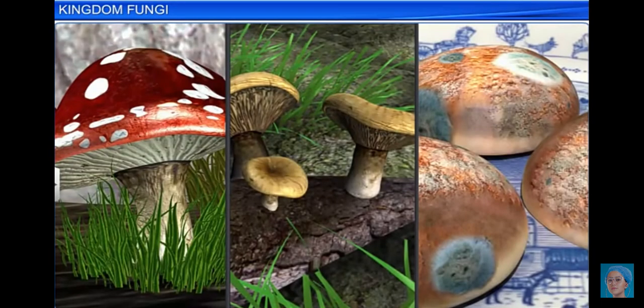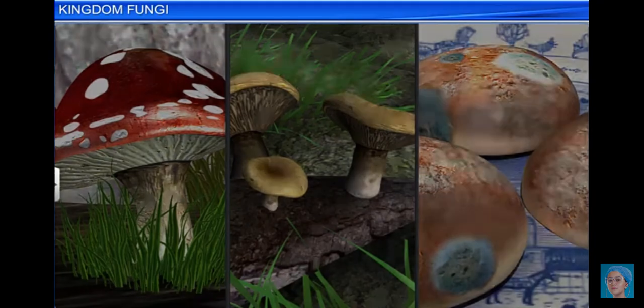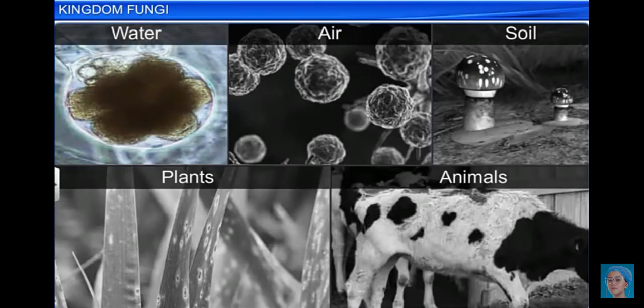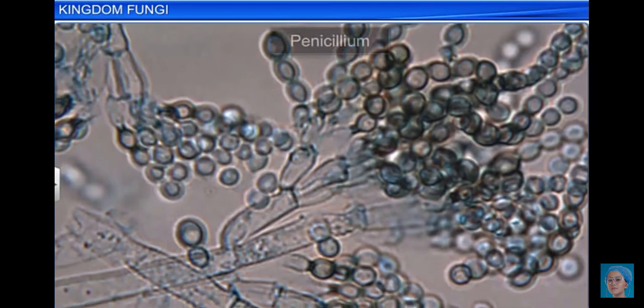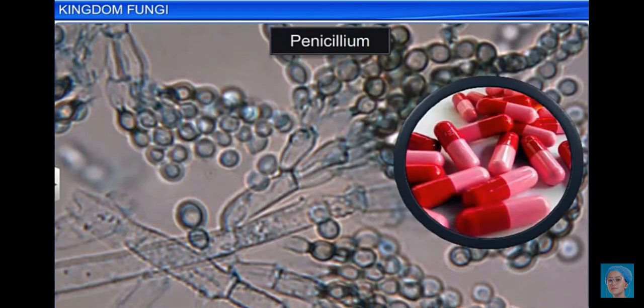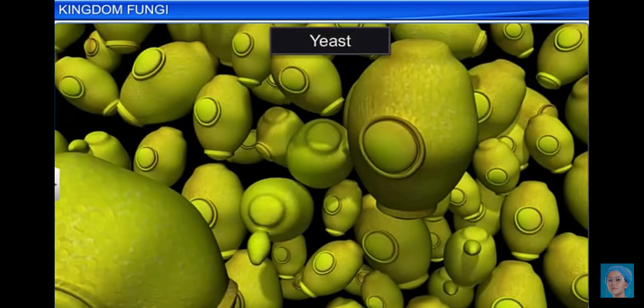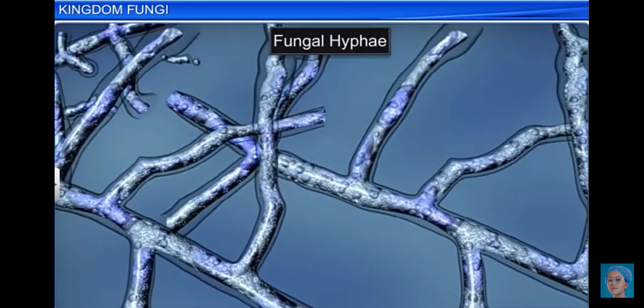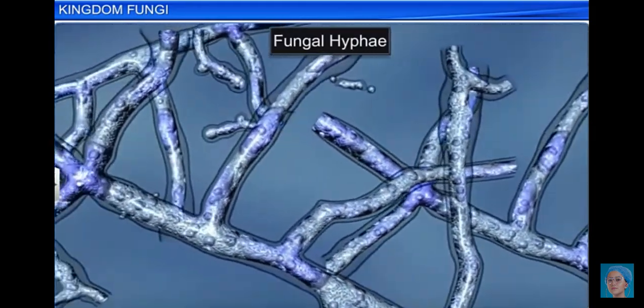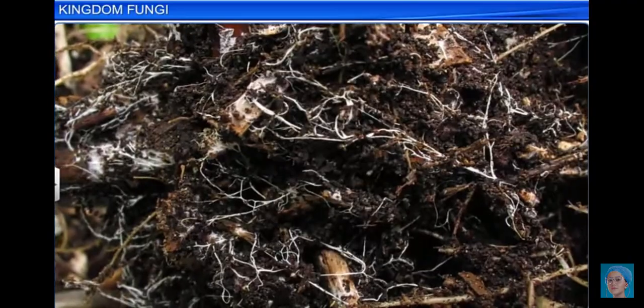Toadstools and the mold on leftover bread are all examples of fungi. Fungi can be found everywhere: in water, air, soil, plants, and animals. While there are some fungi like Puccinia that can cause diseases like wheat rust in plants, there are also some like Penicillium that provide us with antibiotics. With the exception of yeasts, which are unicellular, fungi are usually filamentous. Fungi consist of long, slender, thread-like structures called hyphae. A network of hyphae is known as mycelium.